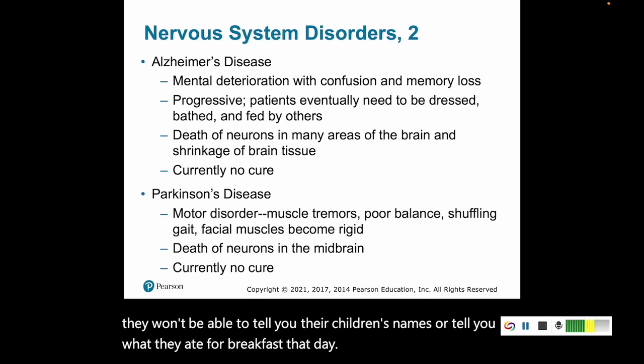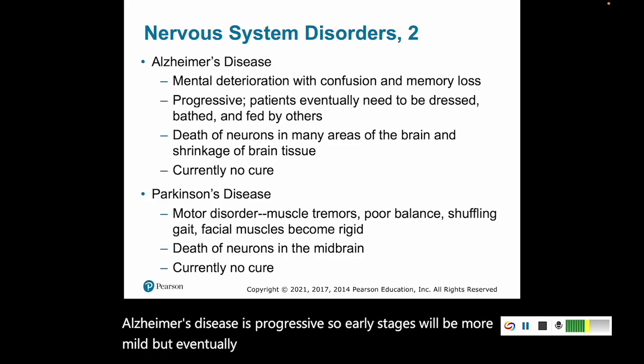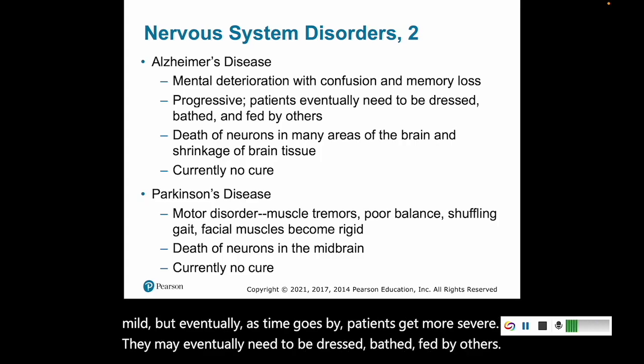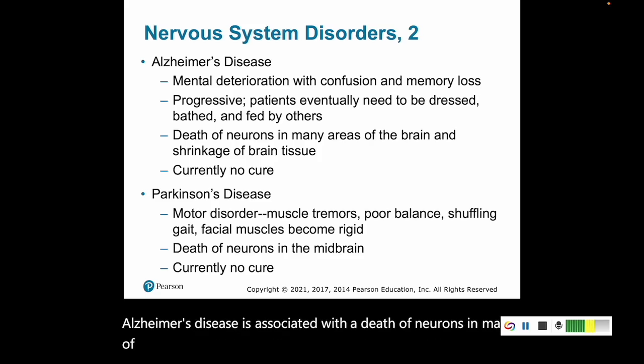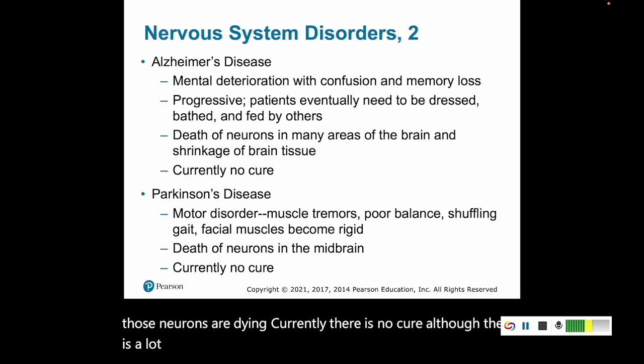Alzheimer's disease is progressive, so early stages will be more mild, but eventually, as time goes by, patients get more severe. They may eventually need to be dressed, bathed, fed by others. Alzheimer's disease is associated with a death of neurons in many areas of the brain. Sometimes plaque buildup or deposits of things in the brain, and shrinkage of brain tissue as those neurons are dying. Currently, there is no cure, although there is a lot of research and some promising treatments.